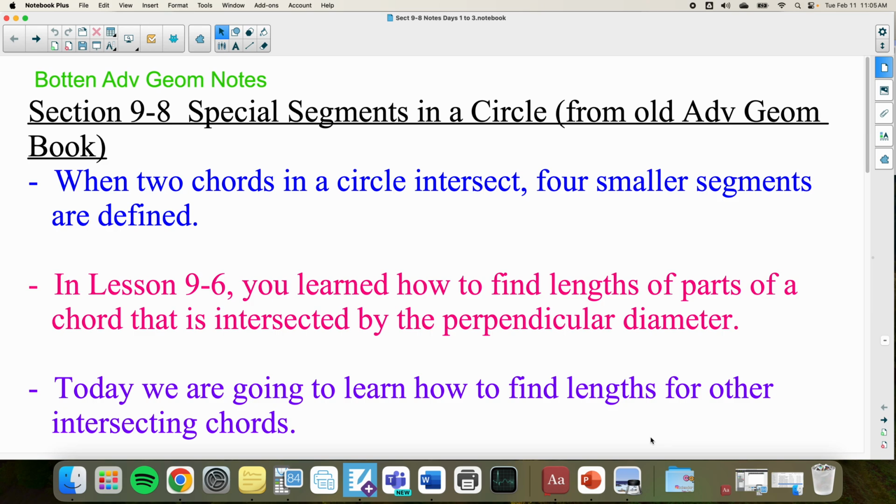Guys, can you take out your notes, please, for section 9?